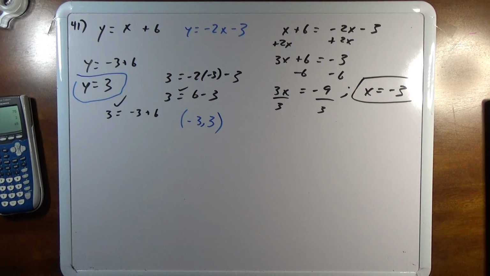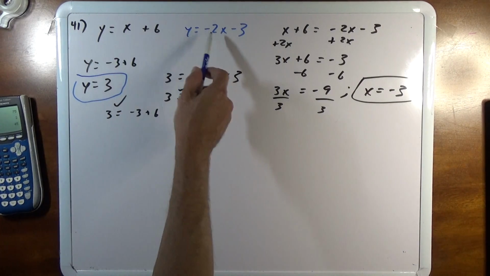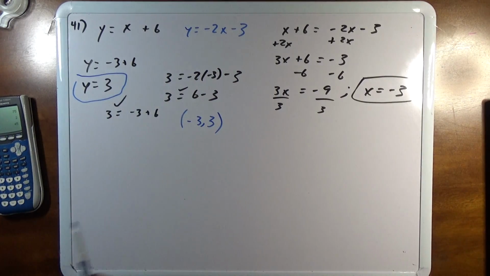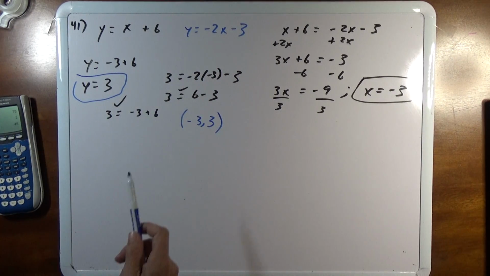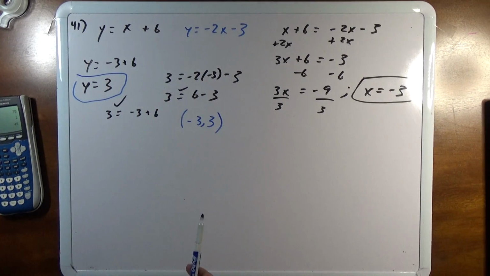If it's two lines, and they intersect, you'll get a point. If they're two parallel lines, say this was negative 2x plus 6 and negative 2x minus 3, with the same slope, you'd have no solution. Or if it's the same line written twice, that would be infinitely many solutions. But we won't get into all that. That's the solution using substitution.